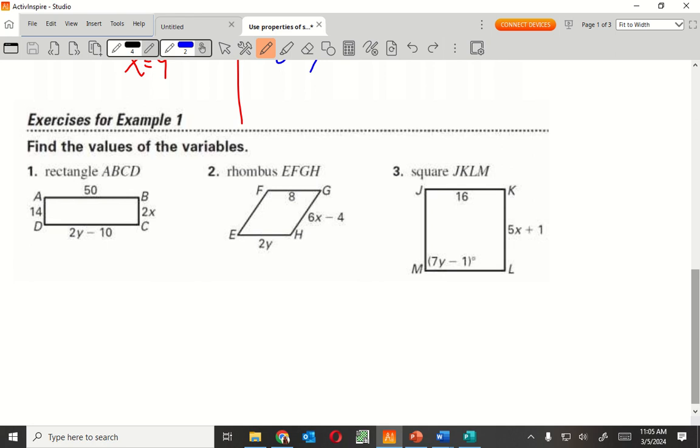Alright, looks like some people are having some trouble with this, so let's set this up. Properties of this rectangle: opposite sides are going to be equal. So I'm going to say that 14 equals 2x. That's the opposite sides right there. Divide by 2. x is 14 divided by 2, which gives me 7.